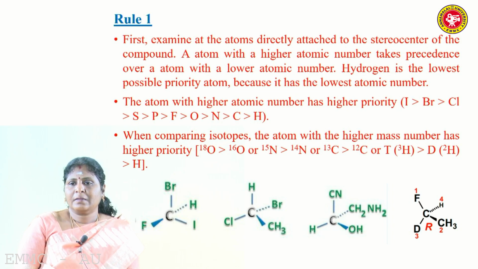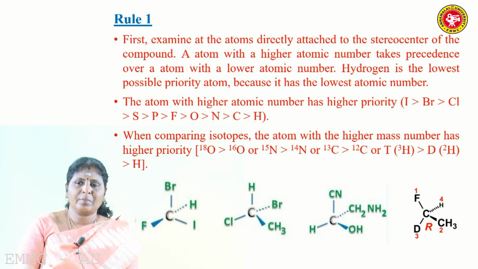To assign the atoms and groups attached to the tetrahedral carbon atom, first they have to be arranged according to the sequence rule. What is the rule we have to follow? Rule 1: first examine the atoms directly attached to the stereocenter of the compound. An atom with a higher atomic number takes precedence over an atom with a lower atomic number. Hydrogen is the lowest priority group because it has the lowest atomic number. The atom with higher atomic number has higher priority. In the case of halogen groups, iodine comes first, then bromine, then chlorine. So many atoms and groups are given here.